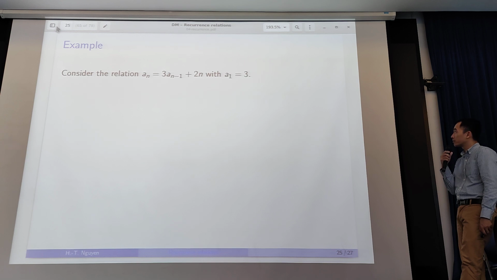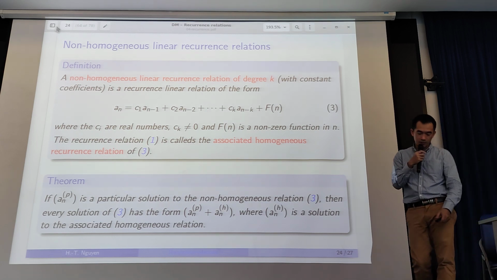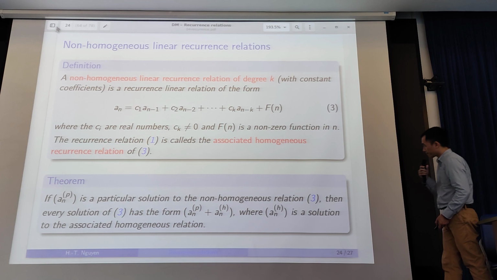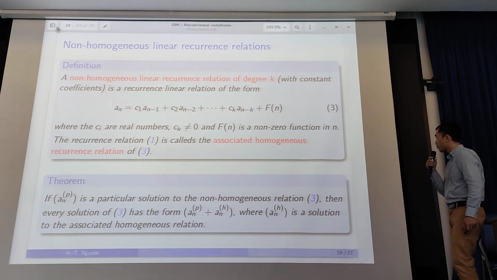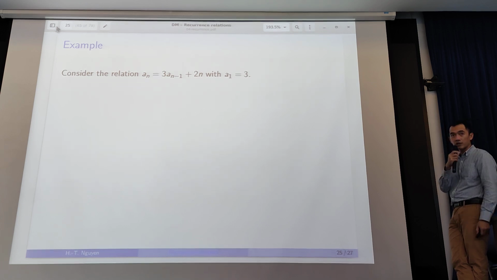Okay? We have 5 minutes, so you can try this with the problem with tower panel and the problem of code word, and in the exercises too. So, for example, consider this relation. You have a relation of degree 1. Okay? Whenever you have a relation of degree 1, the solution is simple.